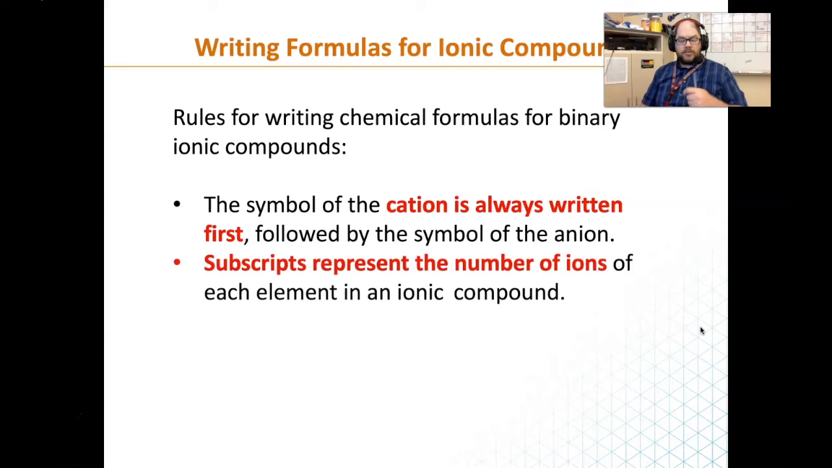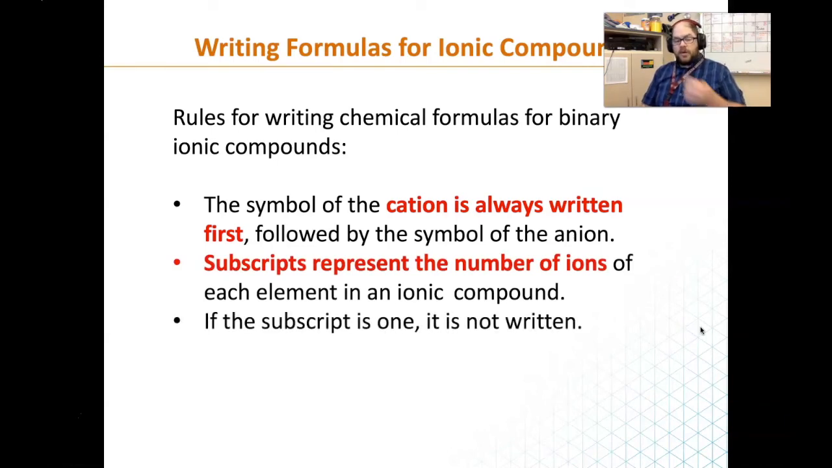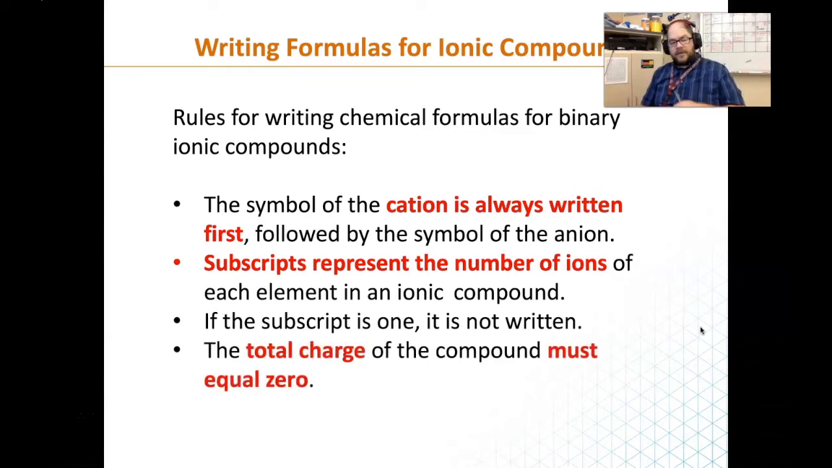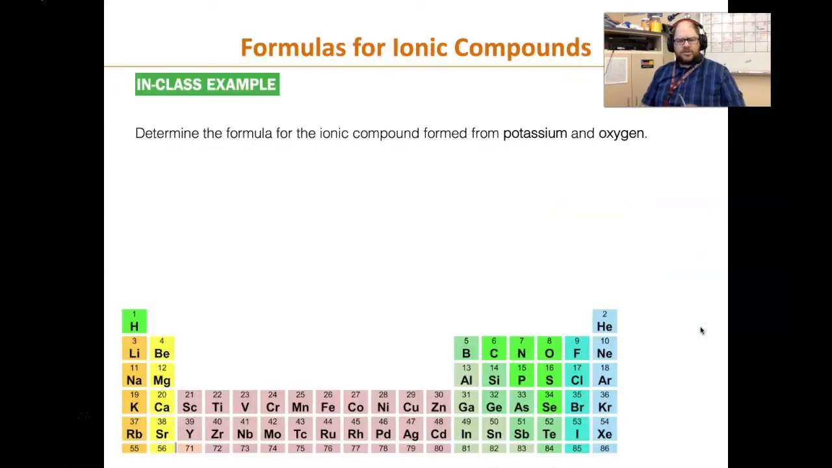The subscripts represent how many ions we have in that compound. And if the subscript is 1, we just don't write the 1. It's just understood to be there. And like I've said before, the total charge of all the atoms in that compound must equal 0. So that's why we had to balance out those positive and negative charges, because they have to equal out to 0. So let's go ahead and try an example here.